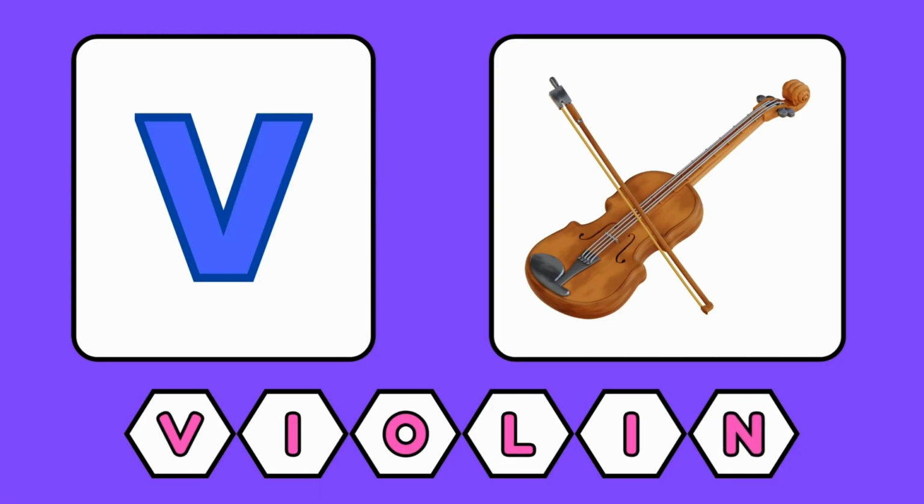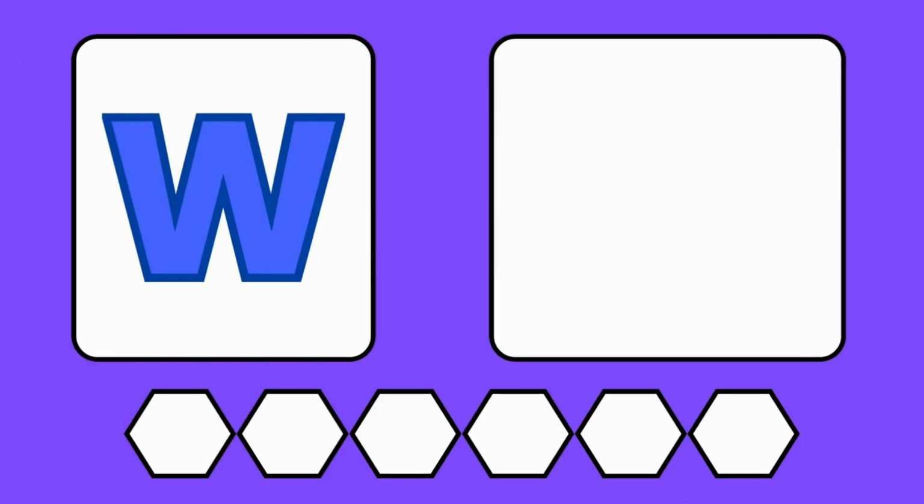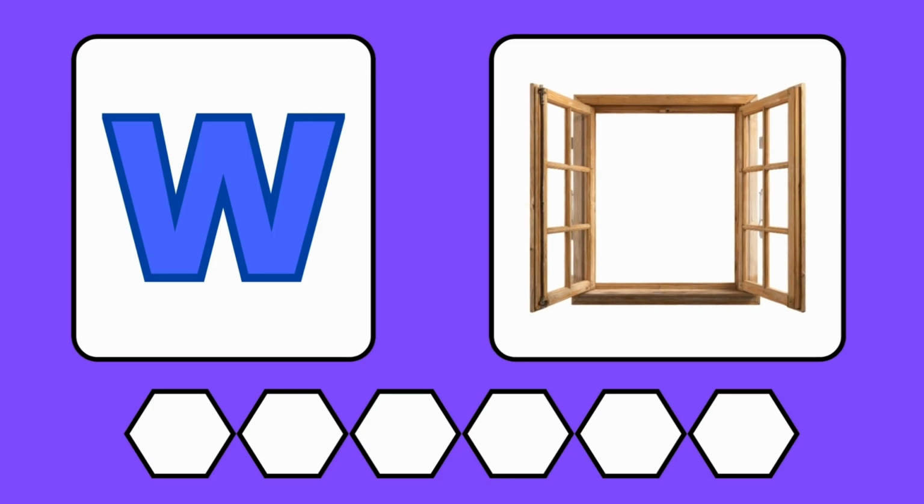N. Humpty Dumpty sat on the wall. Humpty Dumpty had a great fall. All the king's horses and all the king's men. W is for window. Violin.